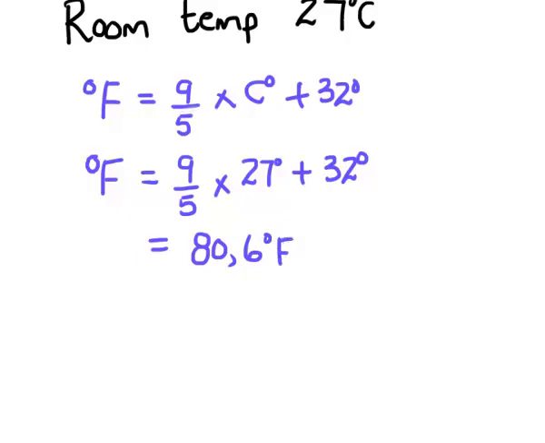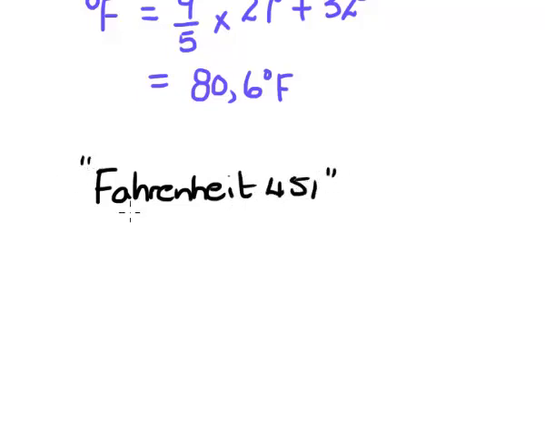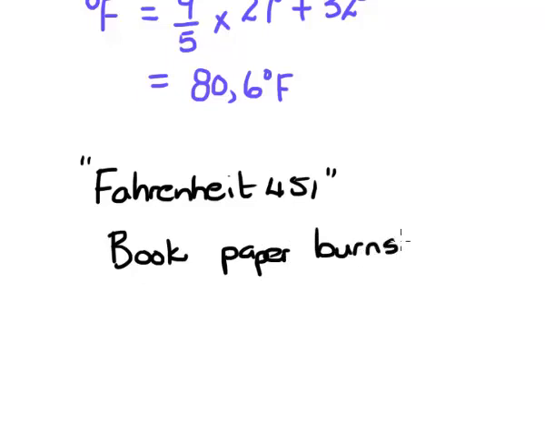Okay, now let's have a look at the second example. There is a book called Fahrenheit 451. And this title, okay, that's the title of the book. It refers to the temperature at which book paper burns. Okay, in other words, the paper that books are made of. That's the temperature at which book paper burns at. Okay, what is the temperature in degrees Celsius?